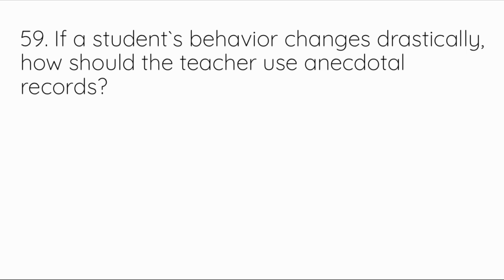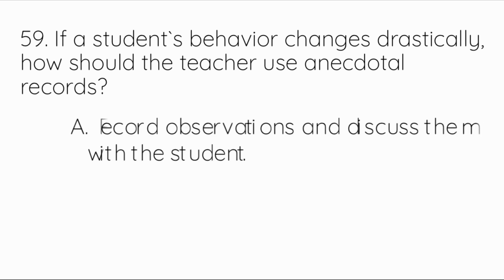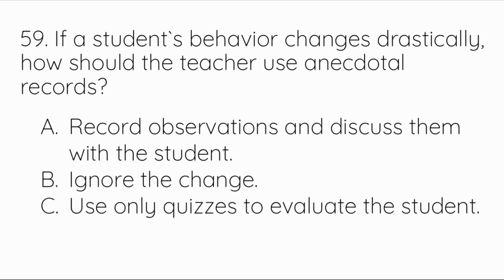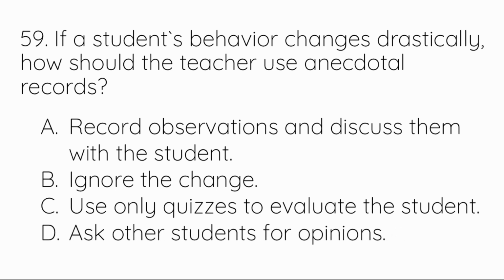Number 59. If a student's behavior changes drastically, how should the teacher use anecdotal records? Letter A, record observations and discuss them with the student. B, ignore the change. Letter C, use only quizzes to evaluate the student. And letter D, ask other students for opinions. And your answer here should be letter A. Record observations and discuss them with the students.